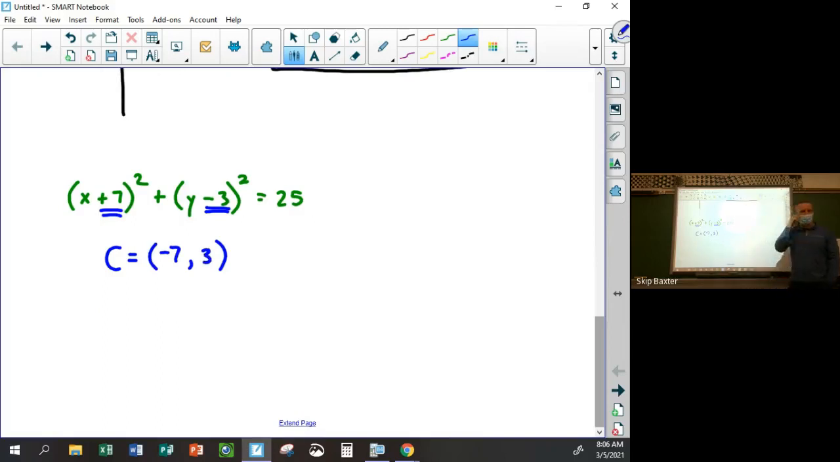Does everybody understand why there's a sign change? Because the formula says x minus a, y minus b, right? What's the radius in this case? 5, because this is r squared. So it's going to be the square root of 25, which is 5. They could have very easily asked us to graph this. It wouldn't have been very difficult at all. Once you've identified the center and radius, you can graph a circle easily, right?